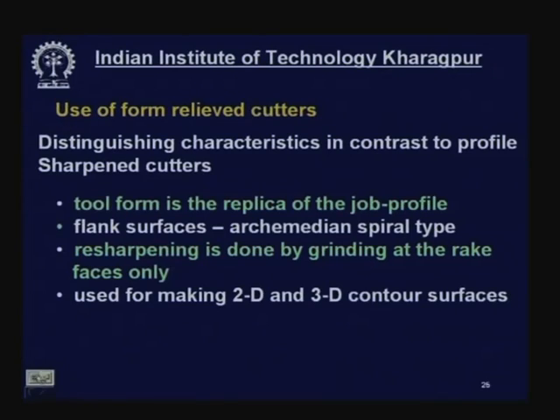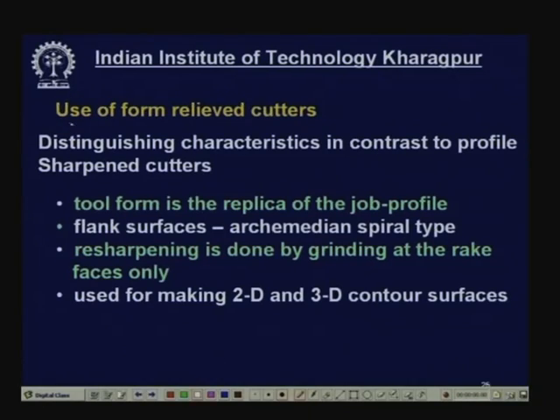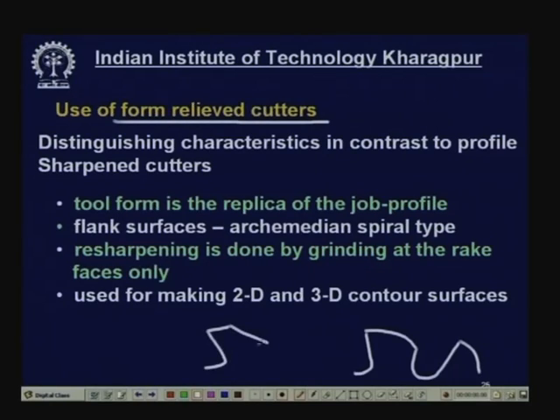Now, the use of next is form relief cutters. What are the characteristics of form relief cutters? Say for example, this is one tooth of a milling cutter. This is the configuration of the cutting tooth of profile sharpened cutters, where this is the rake surface and these are the flanks, primary flank, secondary flank. These are all flat surfaces.